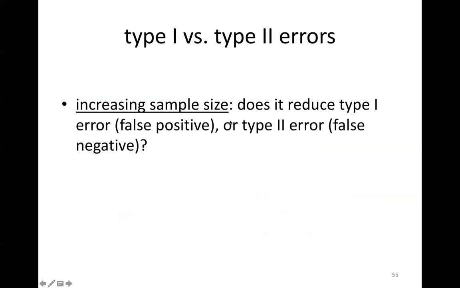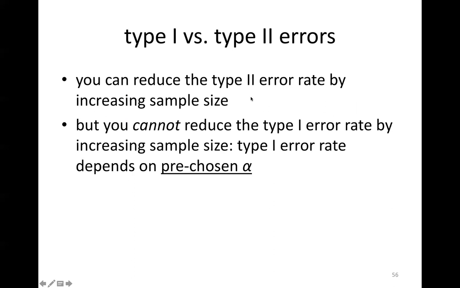Increasing sample size, how does that affect the results of a test? How does it influence type 1 error? How does it influence type 2 error? It does not influence type 1 error, okay? Type 1 error is determined solely by the pre-chosen alpha here.